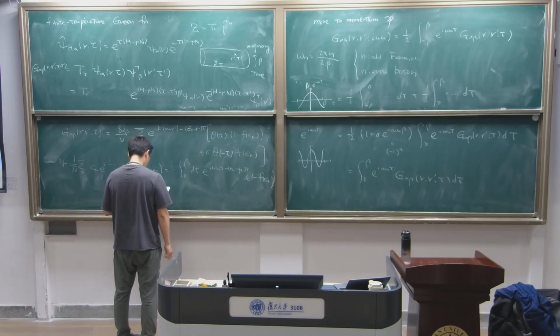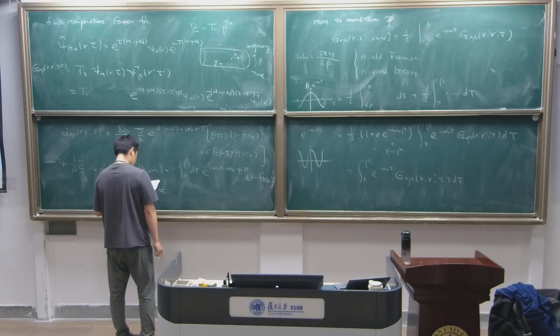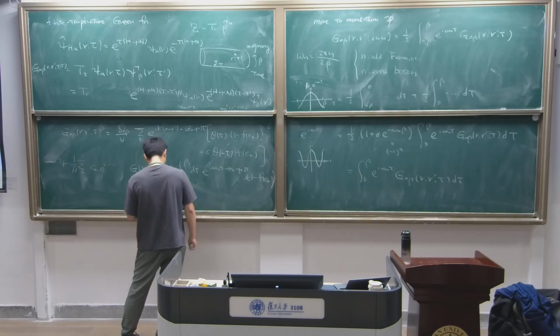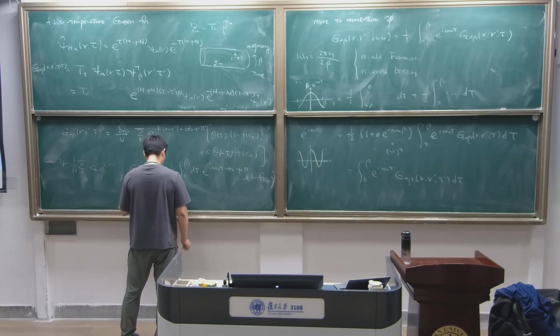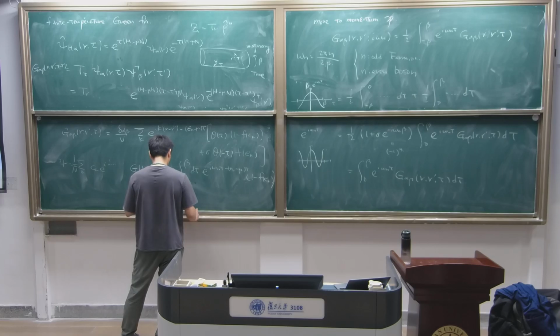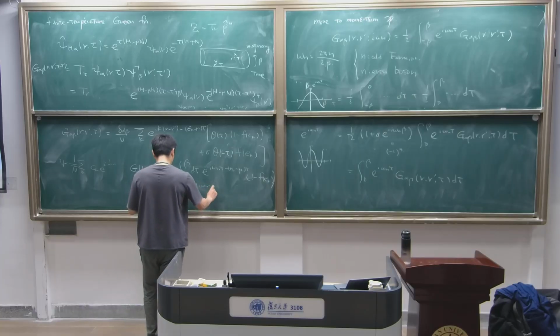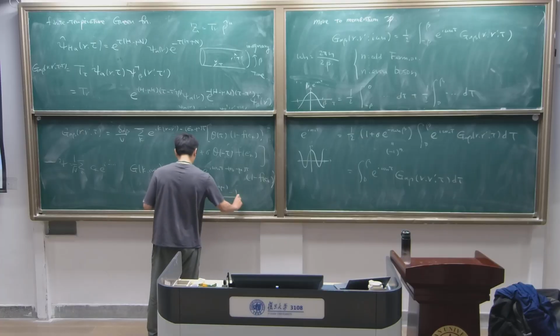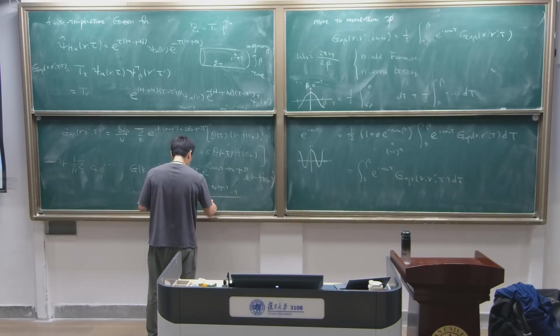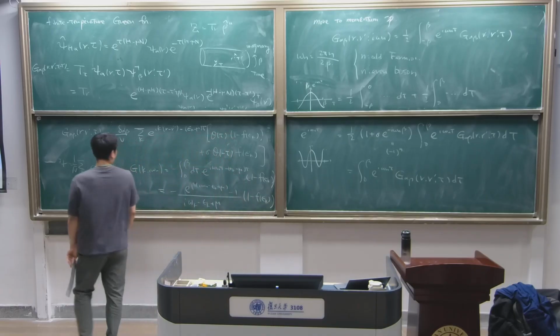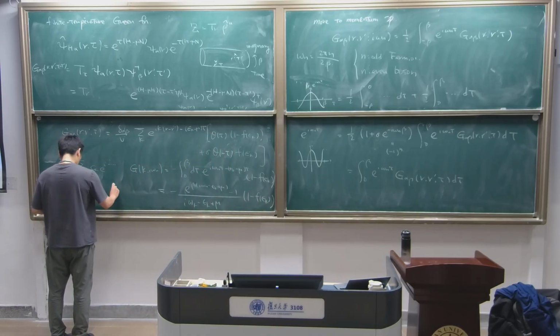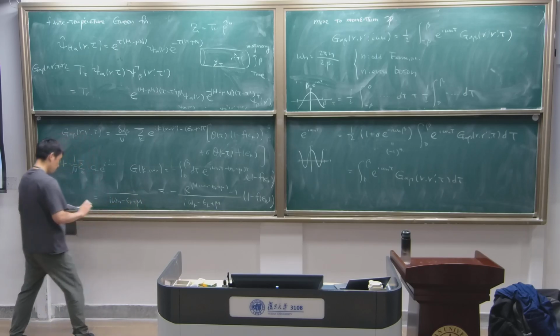And this is equal to minus (e to the beta (I omega n minus epsilon k plus mu) minus 1) divided by (I omega n minus epsilon k plus mu), and then this is equal to 1 over (I omega n minus epsilon k plus mu).